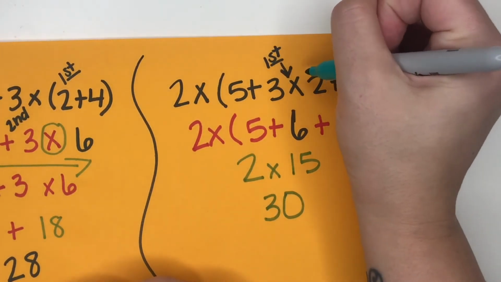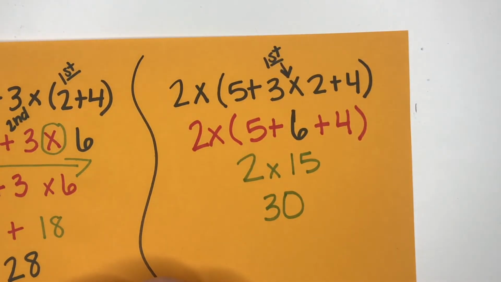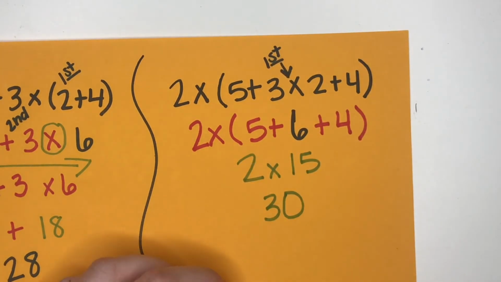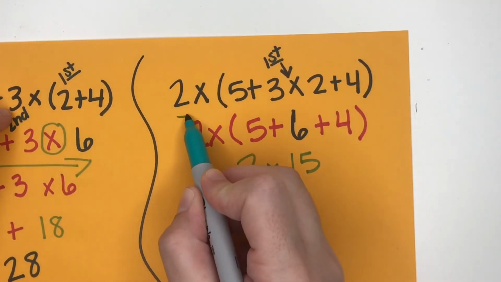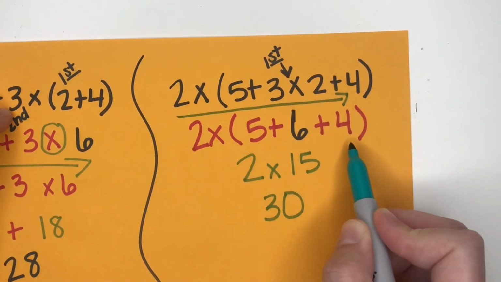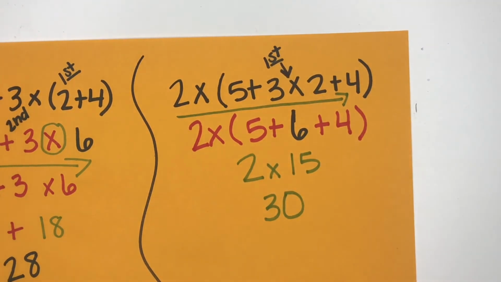Remember, PEMDAS applies even inside your parentheses. So you're going to still do multiplication and division first, and then addition and subtraction after. And you're still working from left to right. When you come to your addition down here, grouping your addition in different ways for mental math is perfectly fine.